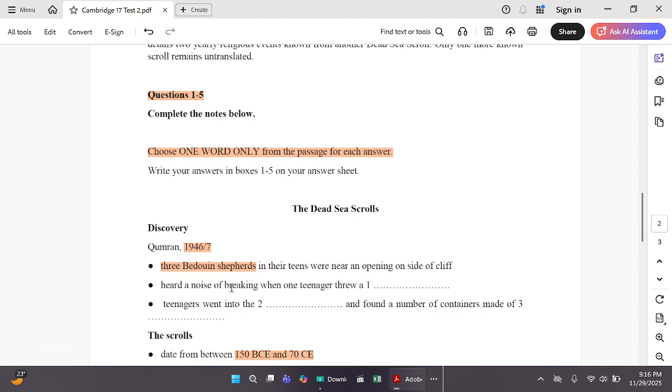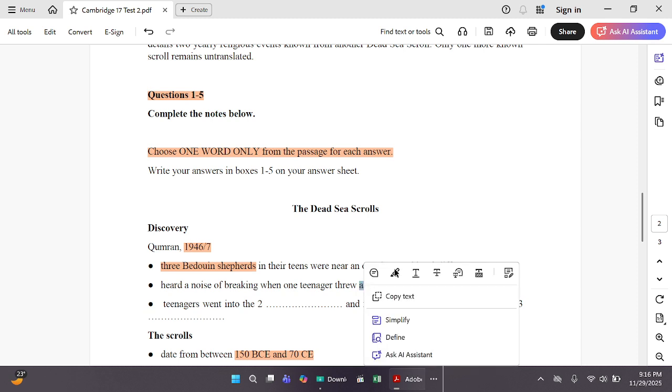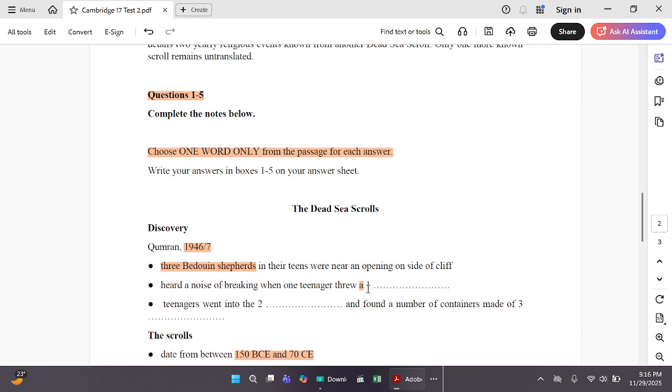So: 'a noise of breaking when one teenager threw a...' The most important thing here is the word 'a'. Whenever we try to put something in as an answer, we have to focus on the word before the gap. It indicates a single thing. So here the answer must be in singular form, and we are almost sure about this.